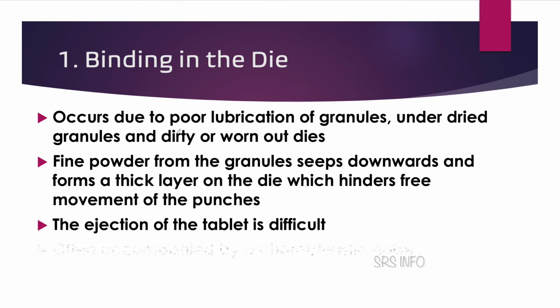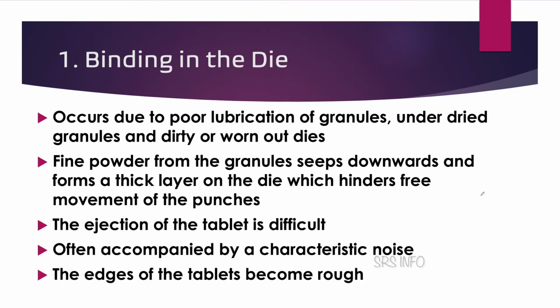The first one is binding in the die. In the earlier classes we have discussed the manufacturing process of tablets. This is the upper punch, lower punch and die. The granules come into this die, the upper punch comes down and the lower punch pushes out. The compression takes place here, the tablet is formed and it is ejected out. This is a simple process by which a tablet is produced.